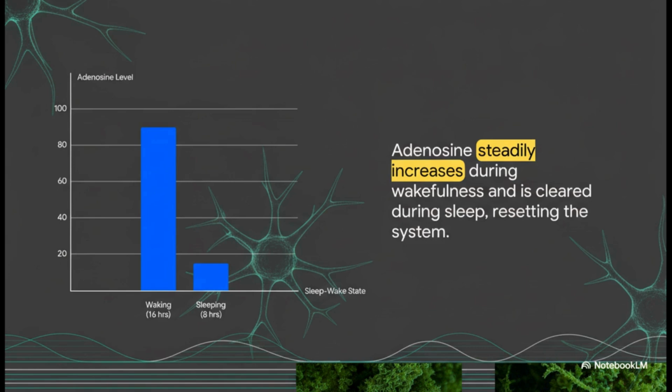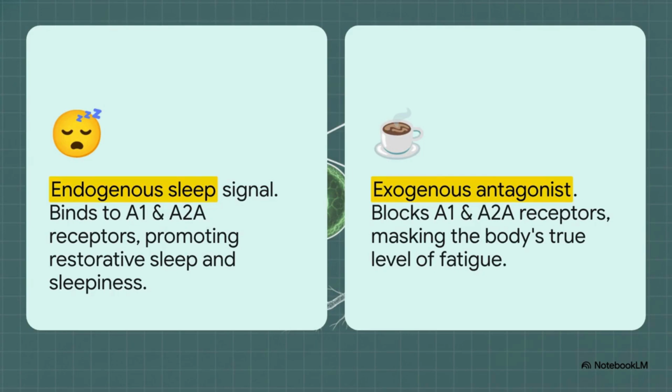You see that? Throughout your 16 or so hours of being awake, adenosine just builds and builds and builds. It creates this undeniable, inescapable pressure to sleep. Then, when you finally get into deep, slow-wave sleep, the system gets flushed out, completely resetting the levels back down to baseline. Now this is where it gets really interesting, especially for all you coffee drinkers out there.